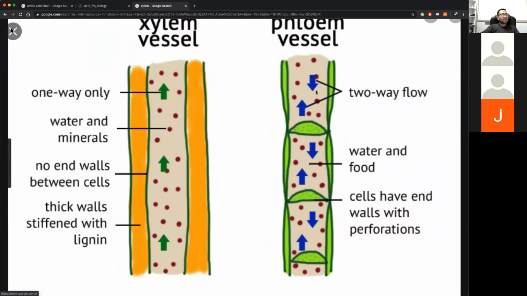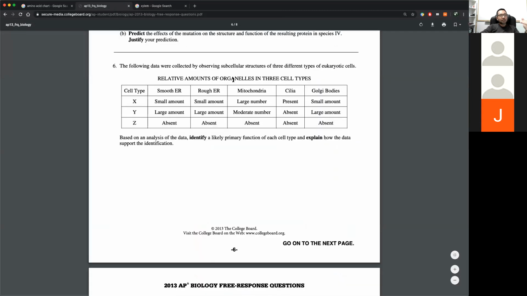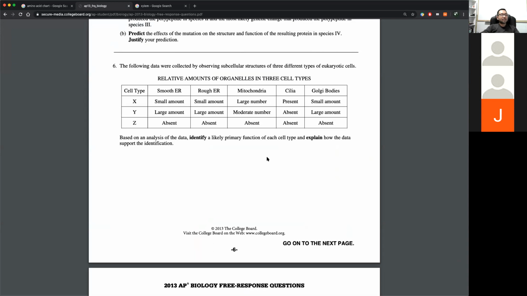Alternatively, you could have said skin cells on animals, and of course the epidermal cells, the outermost epidermal cells, would be simply dead skin cells anyway, so that would also be indicative of all of these organelles being absent. Now the trickiest one is cell type X, where we have a large amount of mitochondria and the presence of cilia, and of course a small amount of everything else.